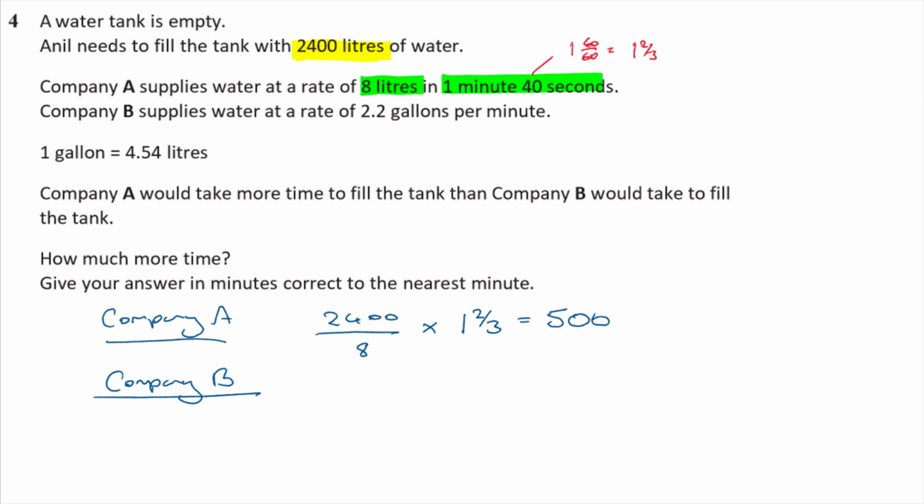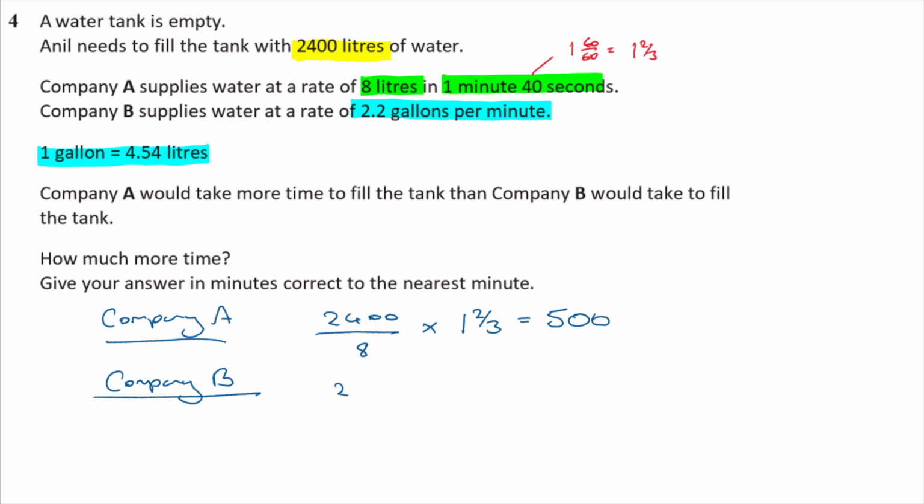Now, company B supplies 2.2 gallons per minute. Okay, and we've got a conversion here of gallons to litres. 1 gallon is 4.54 litres, for those of you who don't remember, back in the day. Anyway, what we're going to have to do is work out how many gallons we've got.